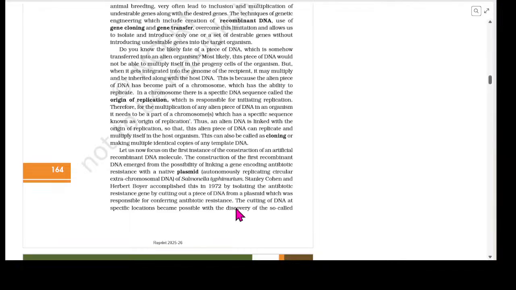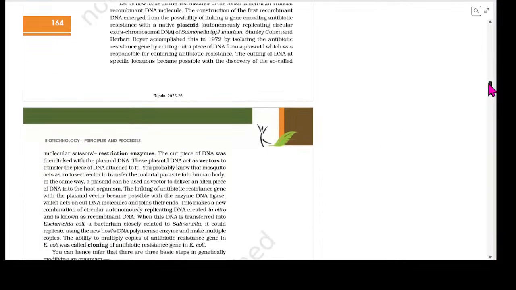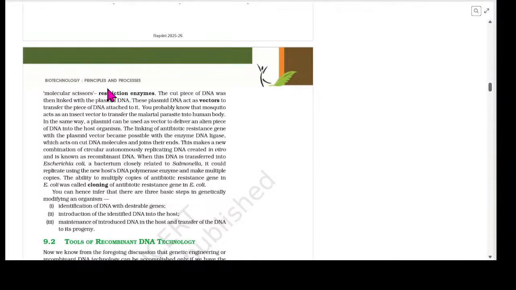The cutting of DNA at specific locations became possible with the discovery of the so called molecular scissors, restriction enzymes. The cut piece of DNA was then linked with the plasmid DNA. These plasmid DNA act as vectors to transfer the piece of DNA attached to it. You probably know that mosquito acts as an insect vector to transfer the malarial parasite into human body. In the same way, a plasmid can be used as vector to deliver an alien piece of DNA into the host organism.